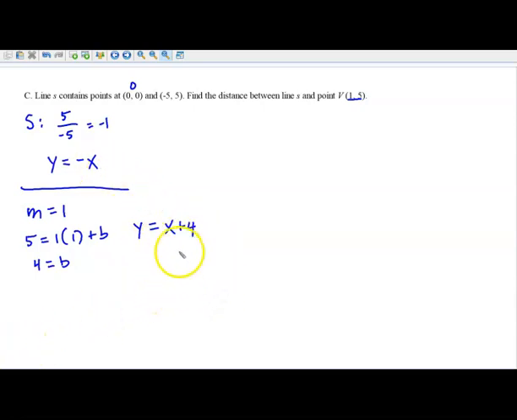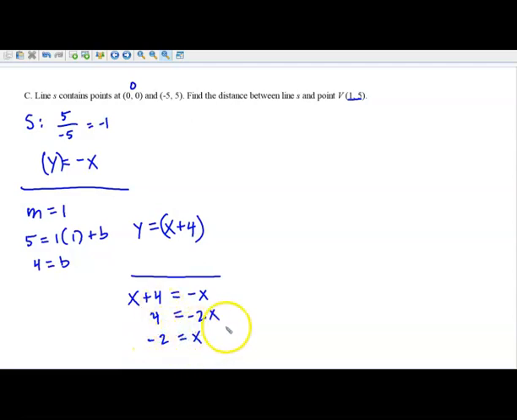Now we set these equal to each other so we can find out what that point of intersection is. So again, this is an application of substitution and solving a system of two linear equations. So I'm just going to let this y replace this y. So x plus 4 is equal to -x. If I subtract x from both sides, I get 4 is equal to negative 2x, and then I divide by negative 2, and I got x is negative 2. And then that's the x-coordinate of that point of intersection. And then if I replace x here with negative 2, I get the y-coordinate.